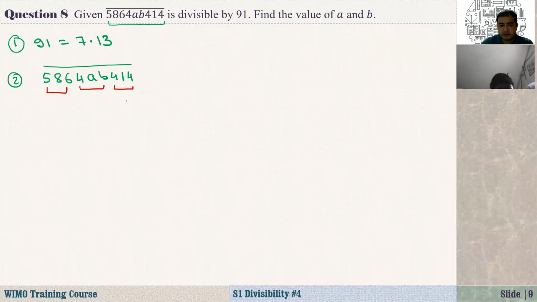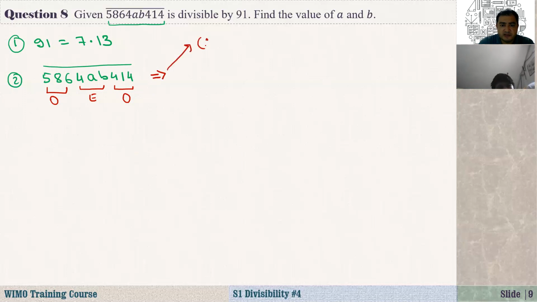The first group of 3 numbers, we call them odd order. This one is even, and this one is odd, right? Because this is the first one, the second group, and third group, fourth group, fifth group. It continues if you're talking about a big number. So now, when is this number divisible by 7 or 13?